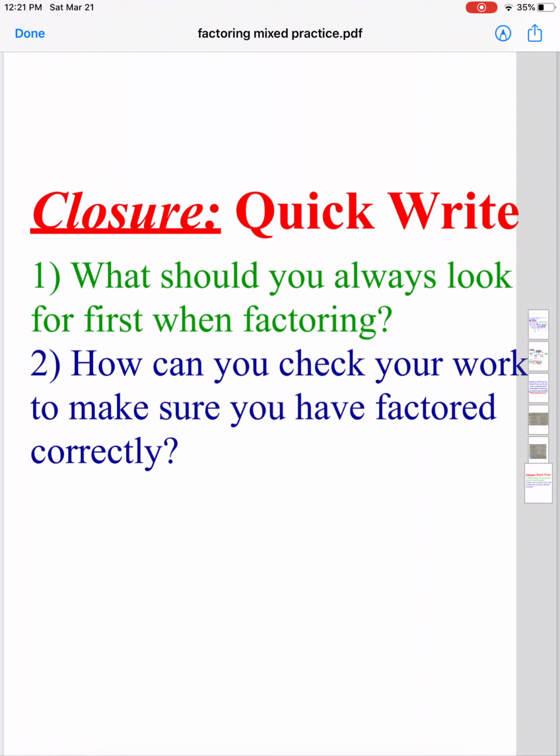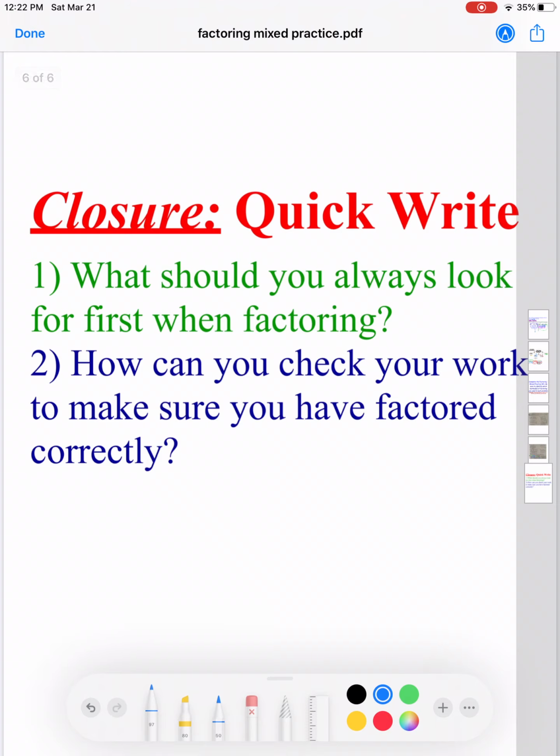Okay, so our first question was, what should you always look for first when factoring? Now this comes back to what we reviewed in our do now, which is that you should always look for a greatest common factor. If you take that out first, it will make your life so much easier. So no matter what type of factoring you're doing, I would like you to always first look for that GCF that you can factor out front.